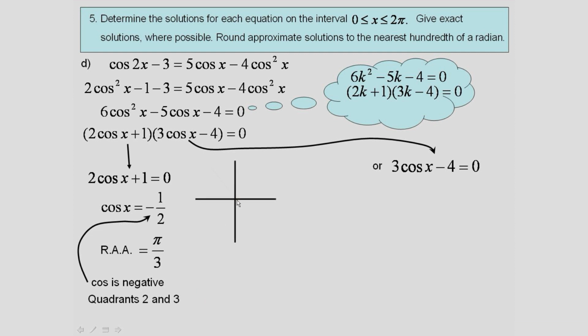Draw a picture in quadrant 2. Related acute angle we know is pi over 3. We just have to find the angle in standard position. So we can take pi minus pi over 3, which gives us 2 pi over 3.